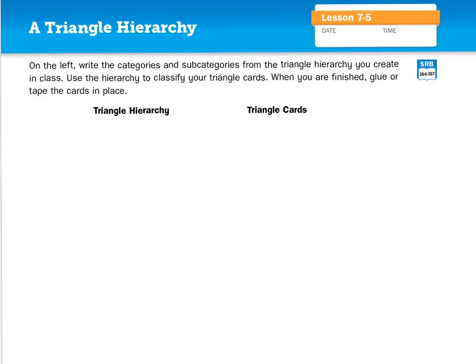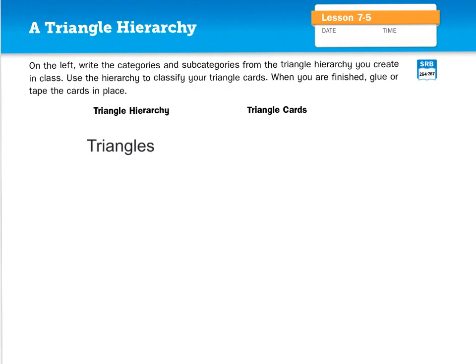So let's think about this for a second. Our first category in our triangles, or our hierarchy of triangles, is going to be exactly that, triangles. So our first category over here is going to be triangles. So we're going to stick that over here. So now that we have triangles as our first category, we have to think, okay, of all those triangle cards, which cards are going to go into that category? Did you say all the triangles? Yeah, I think so too.